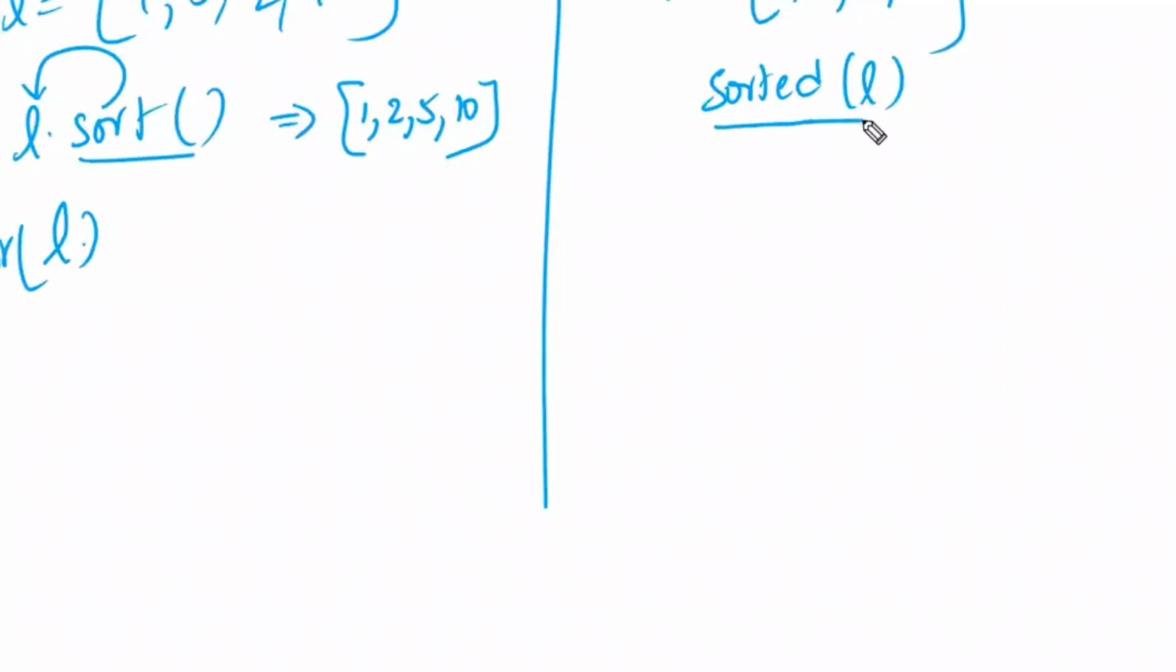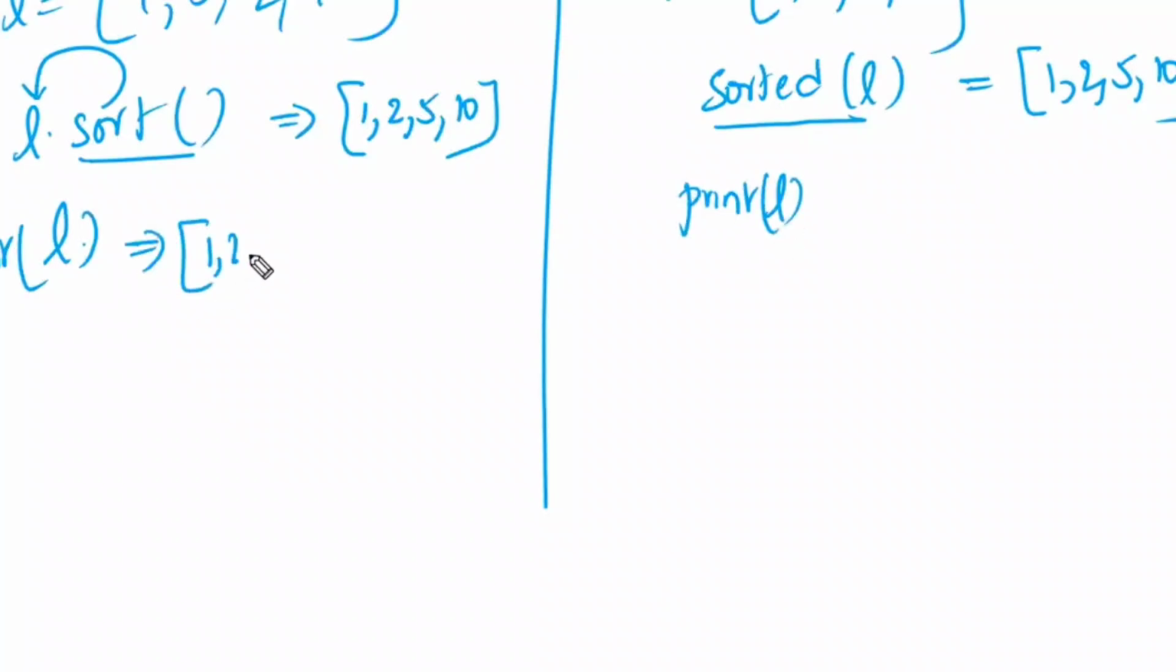Whereas sorted(L), if you take, is going to give the output as 1, 2, 5, and 10. But if you ask print(L), in this case the original one will be as it is. It is not going to save in the original.